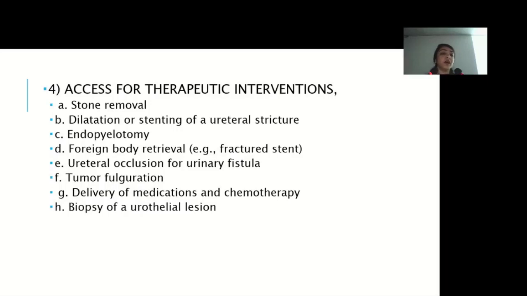The PCN tube can be used for therapeutic intervention as well. For example, stone removal, percutaneous dilatation of ureteric strictures, removal of foreign bodies, tumor fulguration, medications like chemotherapy and BCG instillation via this PCN, and biopsy of upper tract lesions. We also do chemolysis and stone fragmentation by giving some solution like Suby's solution or potassium citrate to dissolve the stones in conditions where the patient is unfit for surgery or for other causes. So we can also do fragmentation and chemolysis of the stone through a percutaneous nephrostomy.